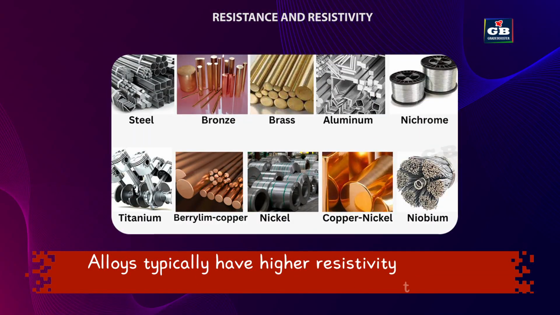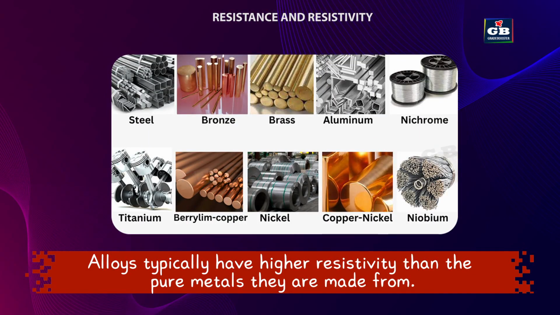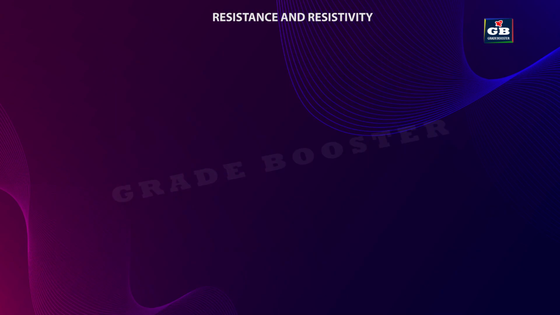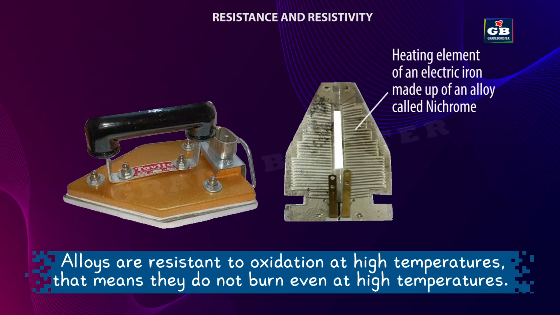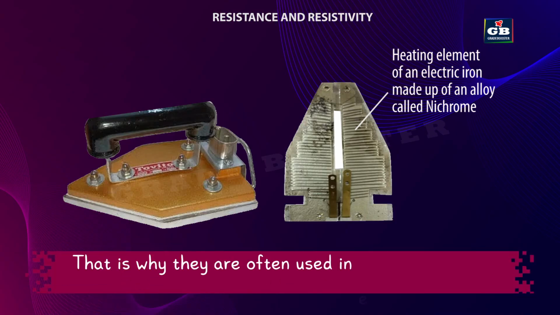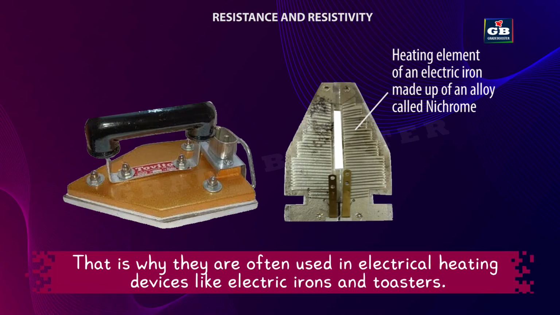Alloys generally have higher resistivity than the pure metals they are made from. If alloys have more resistivity, then why are they still used in electrical devices? Alloys are resistant to oxidation at high temperatures. That means they do not burn even at high temperatures. That is why they are often used in electrical heating devices like electric irons and toasters.